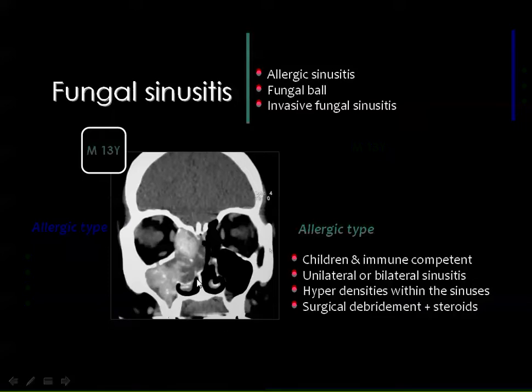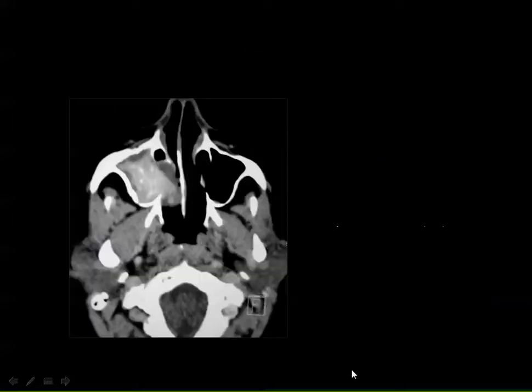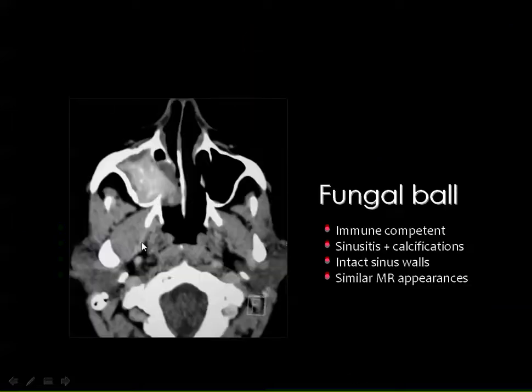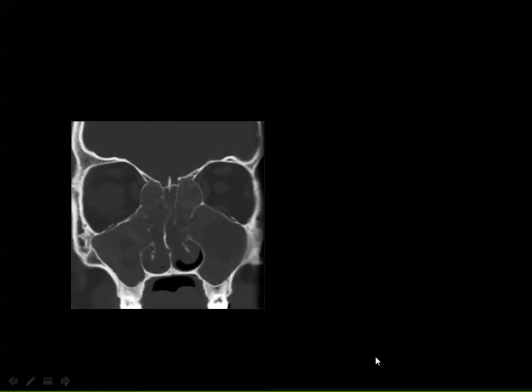If you look carefully, you can see the difference between the secretions due to ordinary sinusitis and the masses which are dense due to fungus. This is fungal sinusitis. This is the ordinary secretions, and this is the fungus itself. In order to diagnose fungal ball, you should see some calcium inside the fungus itself. And if you detect calcium, you think of fungal ball.